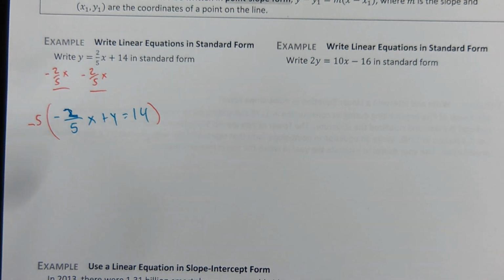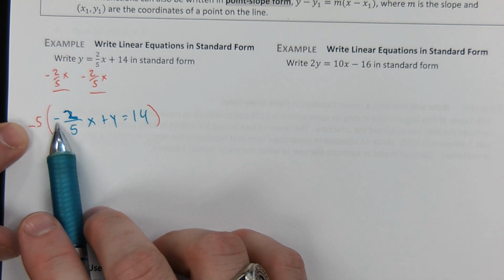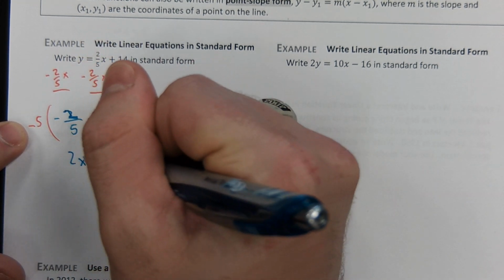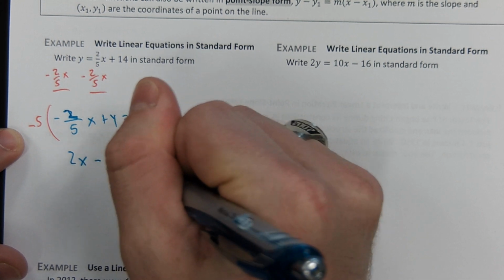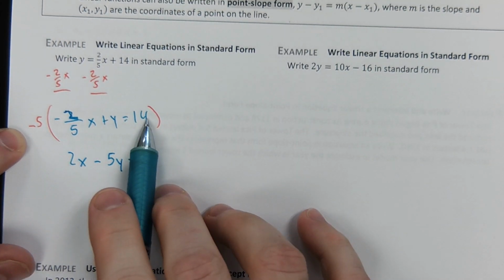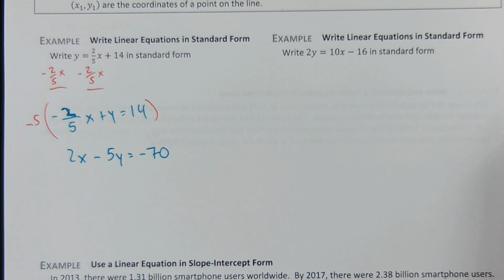When we multiply, these two 5s will cancel each other. And when you multiply two negatives, you get a positive. So we just end up with 2x. Then I have negative 5 times y, and negative 5 times 14. And we've satisfied all the rules.